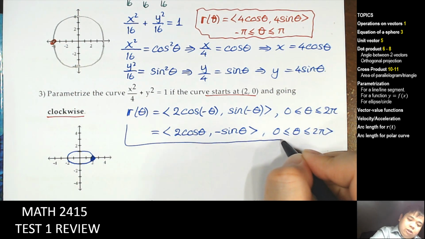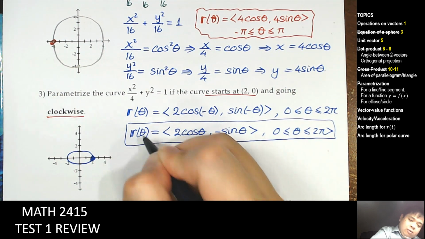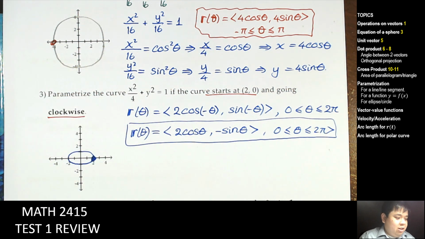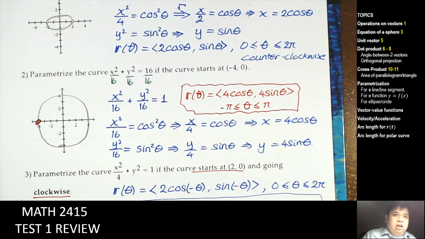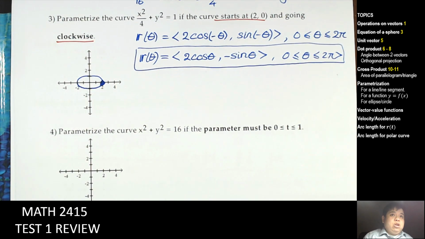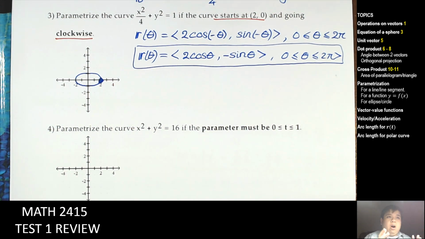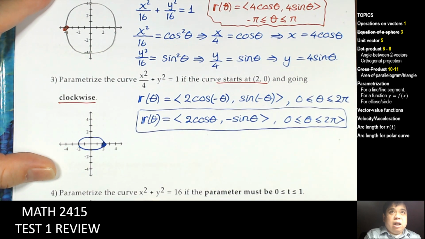So that one's good. If we want the opposite direction, just throw in the negative to the parameters. That would do it. If we want to start at a different point, just change the domain of the parameters. Now this one is very tricky. That requires the parameter to be from 0 to 1. The function is still the same as on number 2.